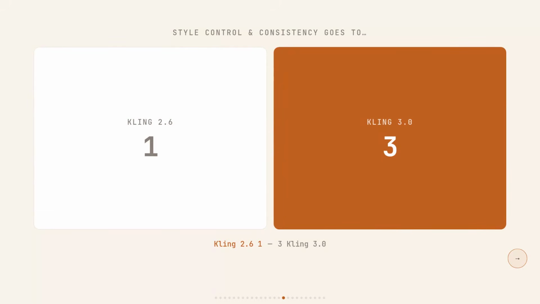But the element system and story mode aren't incremental. They're a different class of creative tool. That's Kling 3.0, 3; Kling 2.6, 1.